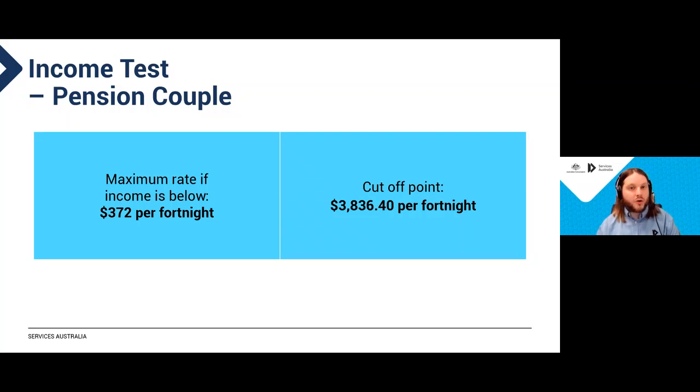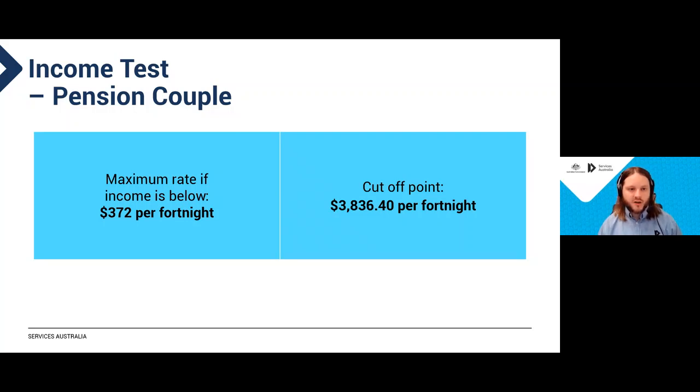The income test also applies to couples, but it works a little bit differently. Income over the thresholds reduces the pension rate by 25 cents in the dollar for each member of the couple. That would make the cutoff $3,836.40 per fortnight, or $99,746.40 per year. The work bonus is still eligible or applicable to each member of the couple on an individual basis.